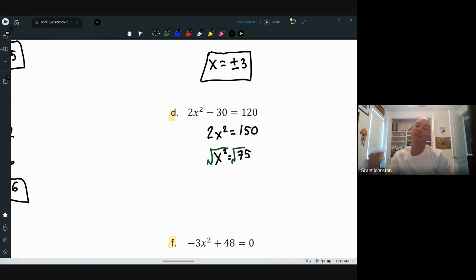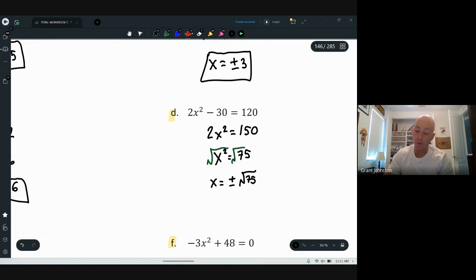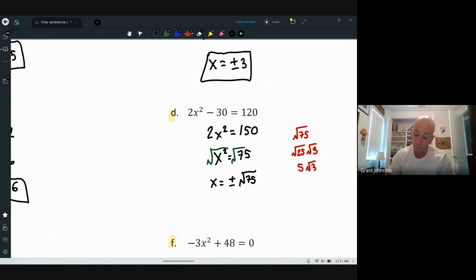So now this goes back to the beginning of the year when we simplified square root radicals. So I'm going to say x equals plus or minus the square root of 75. Now, the square root of 75, I'm going to show some side work over here. Square root of 75 can break down into 25 and 3. Square root of 25 is 5, so 5 root 3. So the simplified would be x equals plus or minus 5 root 3.